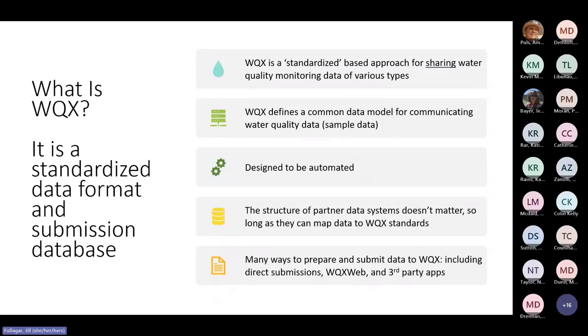So it has this standardized base approach. It defines these common data models and data standards to be used when entering the data in there. It's designed to be automated. There's several different steps in using the data in here that you can automate. As I said, the structure of the data partner systems doesn't matter. So you can have data in whatever format you have it in, however you collect it, and then it can be mapped and transformed so that it goes into WQX using the more standardized form then. And there's a variety of ways to prepare the data and submit it, either through direct submission, WQX web, or through third-party apps. And we'll talk a little bit more about that in a moment.